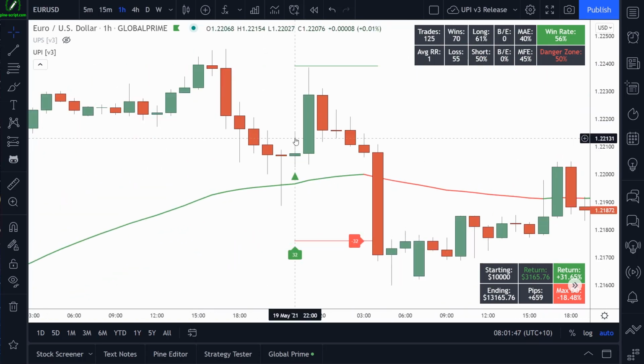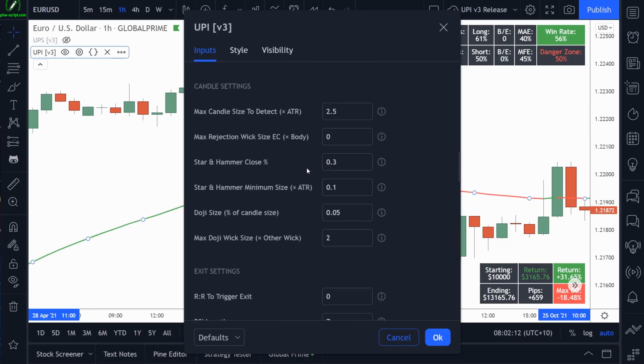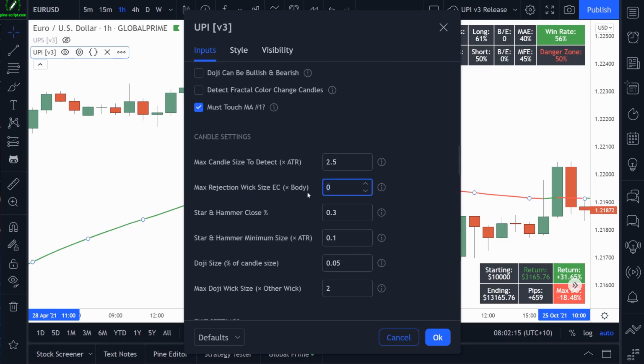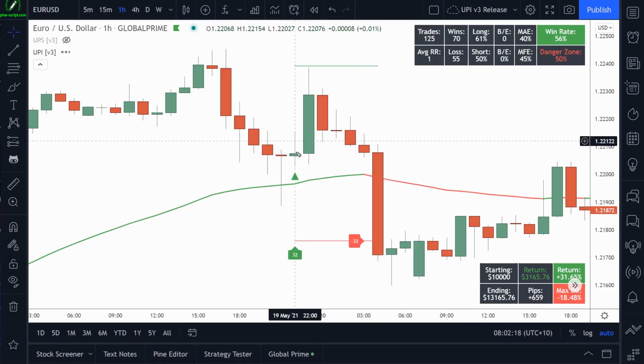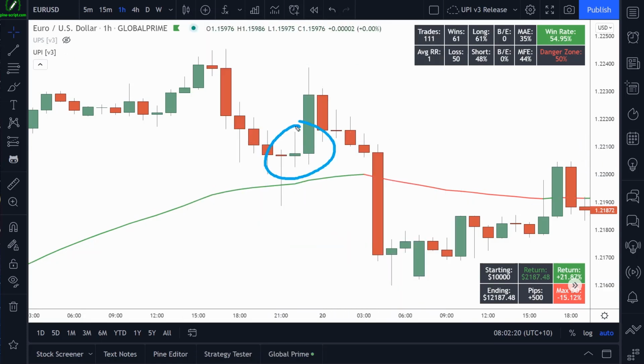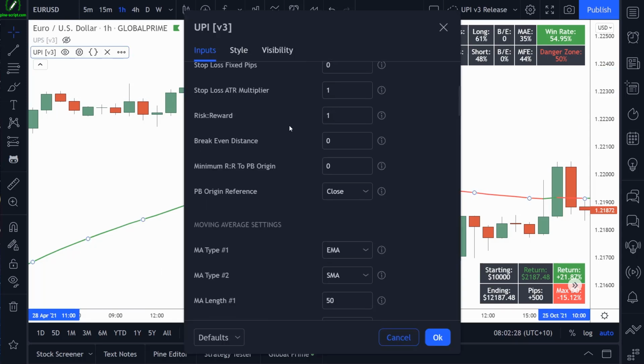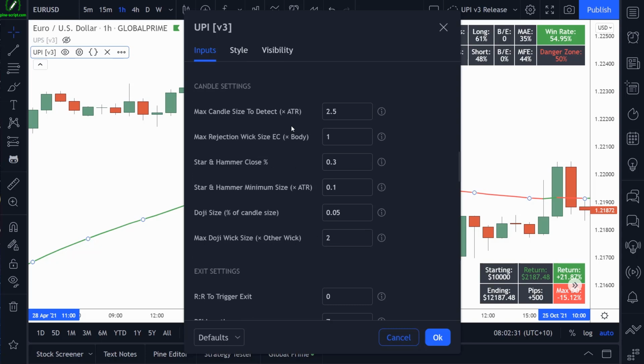So the rejection wick for an engulfing candle is the opposite wick. It's not the rejection wick to the downside. That would make it a hammer candle. The rejection wick is in the opposite direction of the engulfing candle. So here we have a bullish engulfing candle that engulfs the body of the previous candle, but the rejection wick is quite large. If we were to turn the max rejection wick size to 1, that means that the rejection wick cannot be greater than the size of the candle body. So that trade gets invalidated there. That's just a filter that can enhance the accuracy of the trading setups on some markets and timeframes. By default, it's disabled and set to 0.